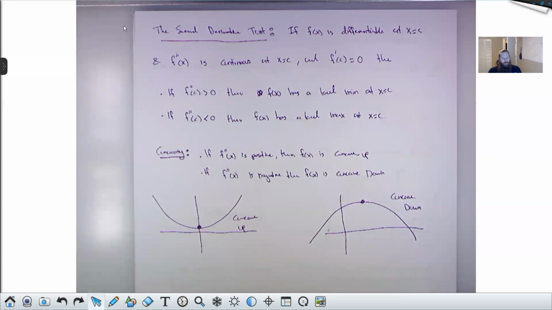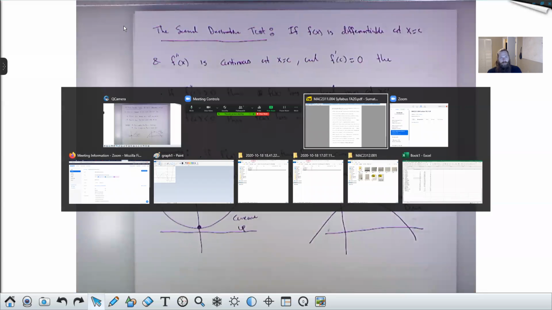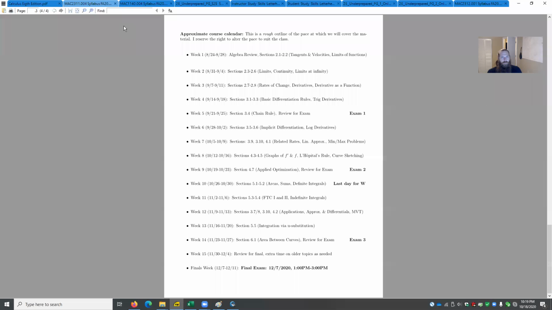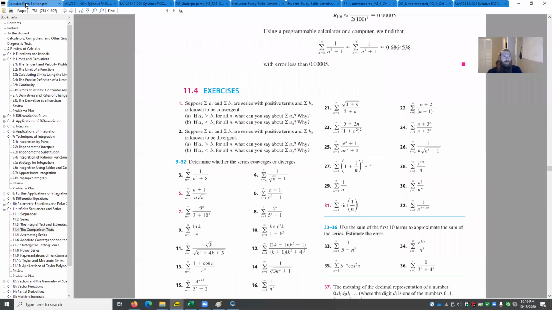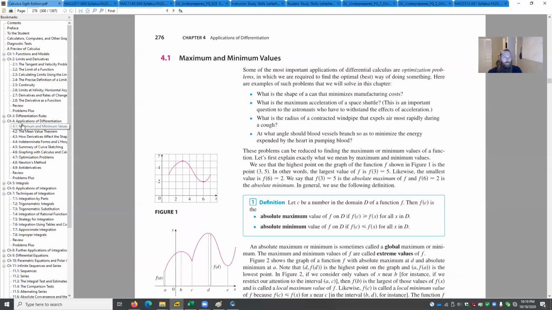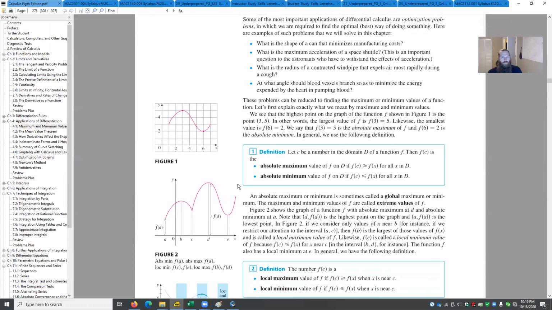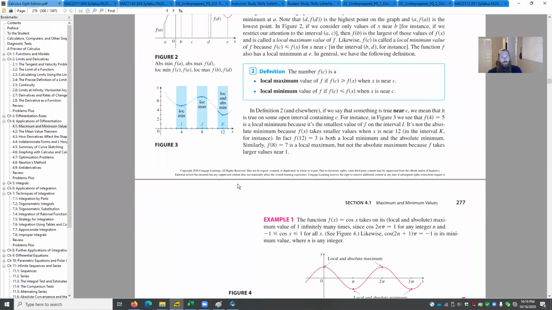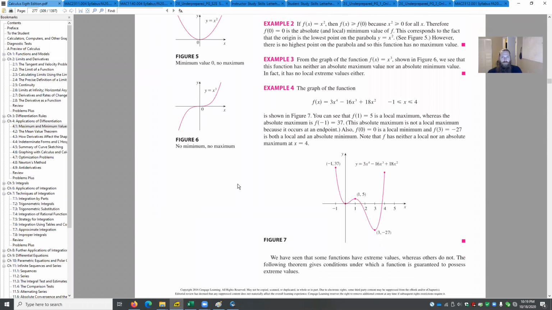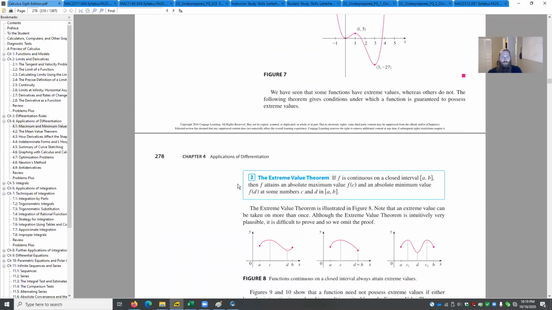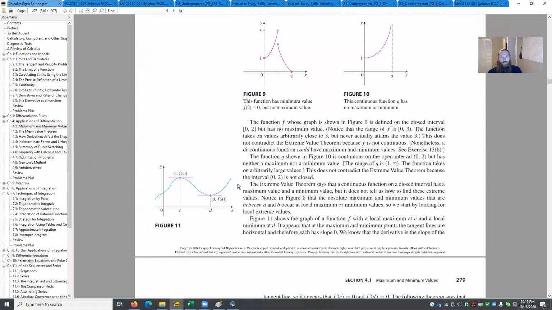Okay, let's look at one or two examples, and then we'll see if there's time to talk a little bit about some of these other things. They may have to wait. Okay, applications. Minimum and maxima, so definitions. This is good. Extreme value theorem, we talked about this.